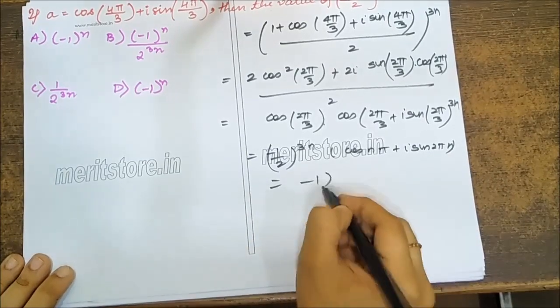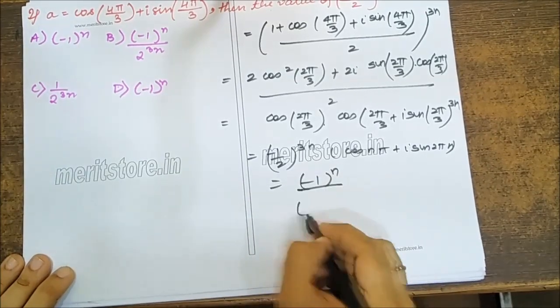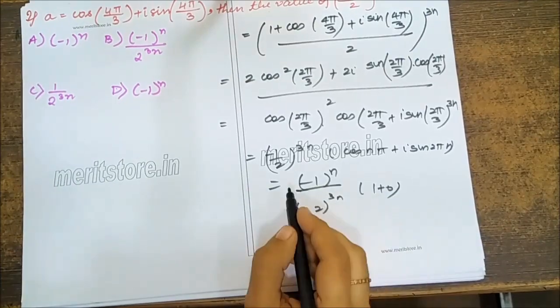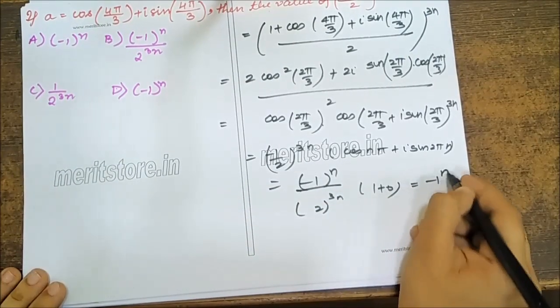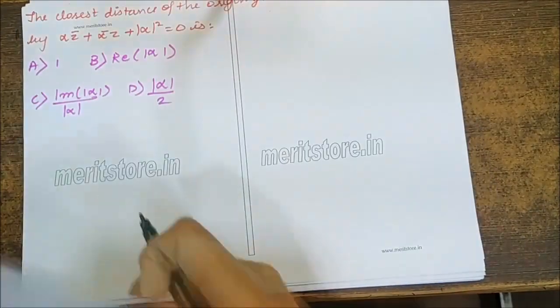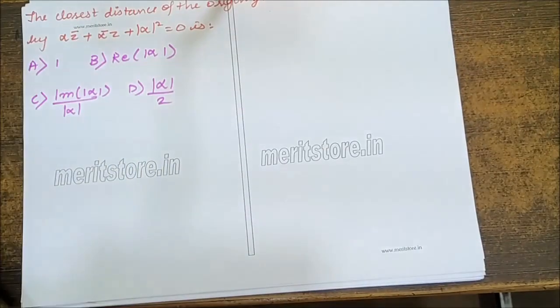So minus 1 raised to n upon 2 raised to 3n into 1 plus 0. So the answer is minus 1 raised to n upon 2 raised to 3n. Answer is B.